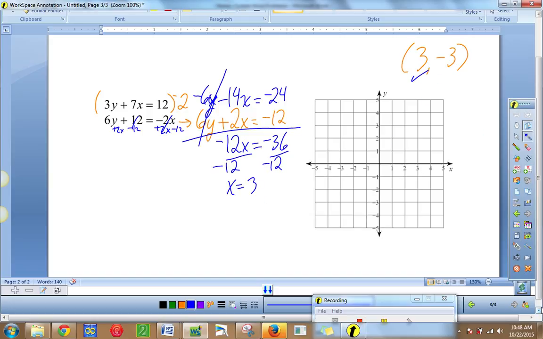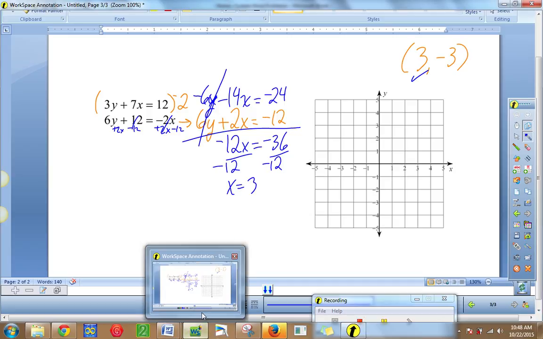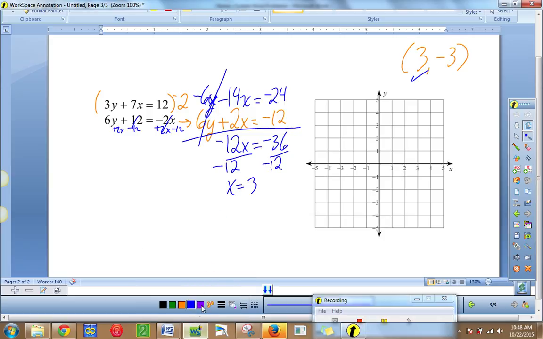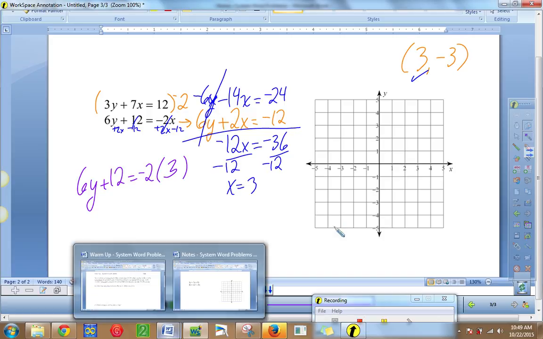Got it. How do I figure out y? Plug it in. Which one do I want to plug it into? The second one? That's a good choice. So I got 6y plus 12 equals -2 times whatever I'm replacing it with. I'm replacing it with 3. What do I do?